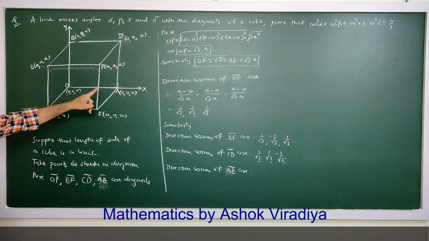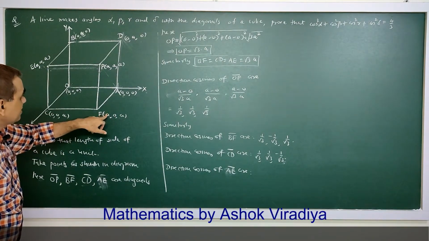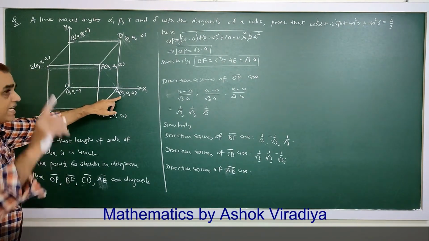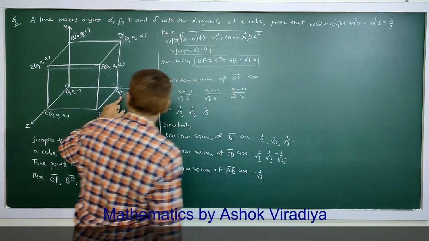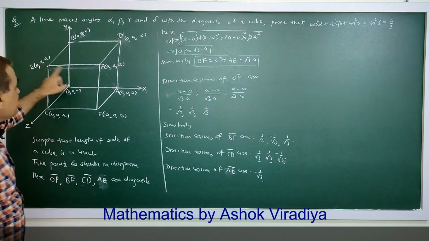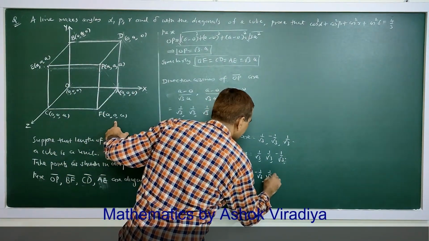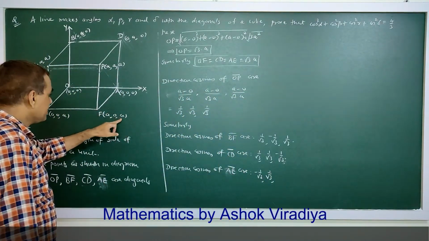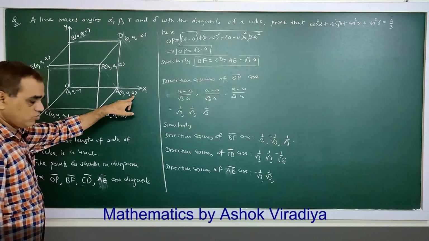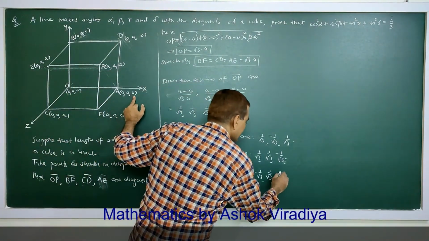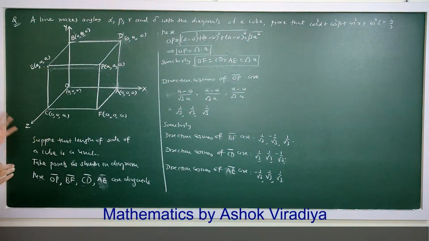But AE, so E minus A, so 0 minus a is minus a, minus a divided by root 3a, that is minus 1 upon root 3. Then a minus 0 divided by its length, so 1 by root 3, and a minus 0, that is a divided by length, that is 1 by root 3. So these are the direction cosines of these diagonals.